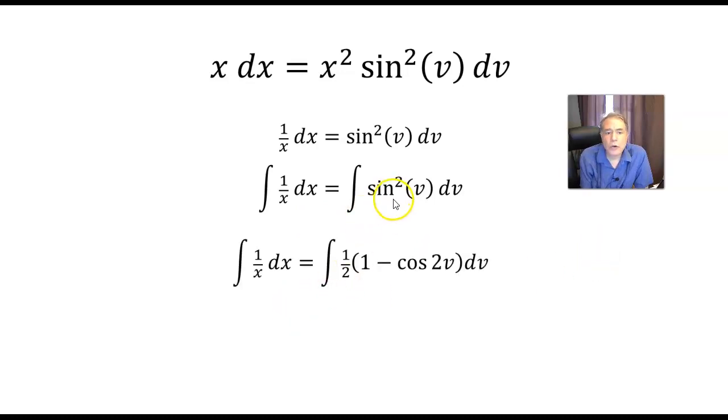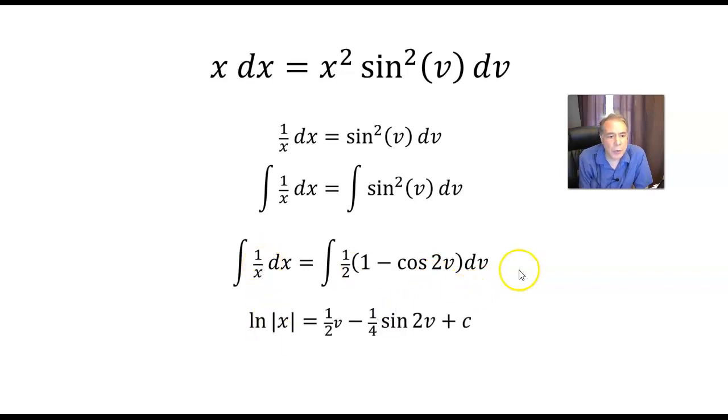And in order to integrate sine squared, you could just look this up on a table of integrals, or you could remember the trigonometric identity that sine squared of any variable is equal to 1/2 times the quantity 1 minus the cosine of 2 times that variable. So by using that identity, I transform sine squared into something that's easier to anti-differentiate.